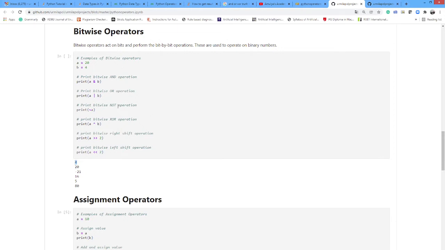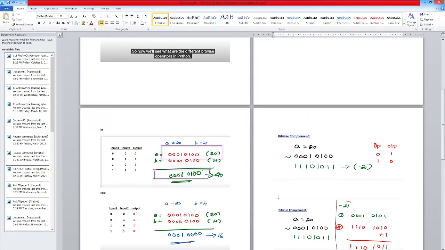And bitwise NOT operation, negation of a. Bitwise NOT operation. See, the answer is -21.